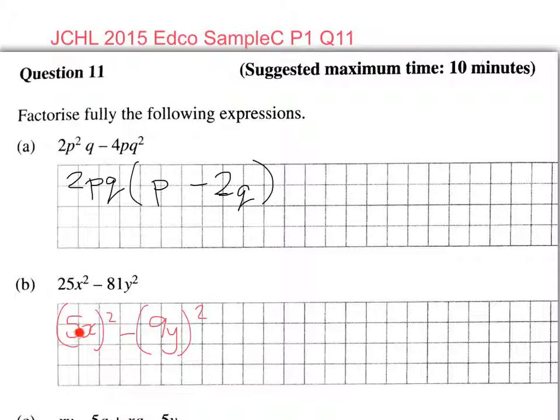So I have two things, this squared minus this squared, so it's the difference of two squares. And then I can use the rule for difference of two squares and say 5x minus 9y, 5x plus 9y.